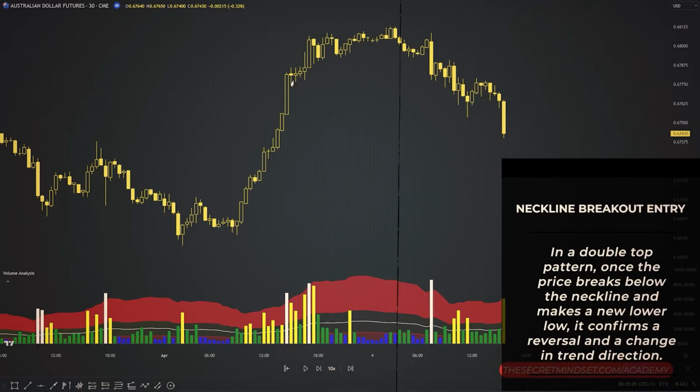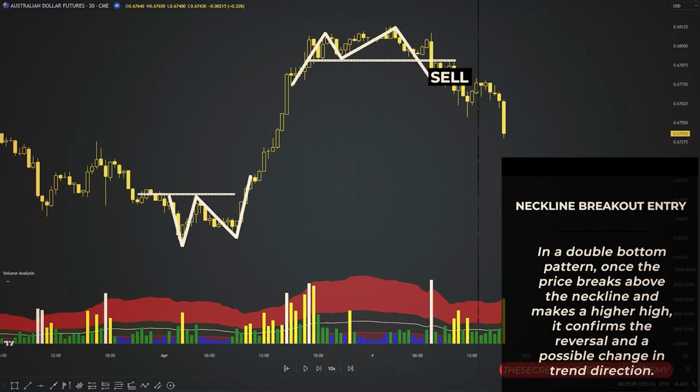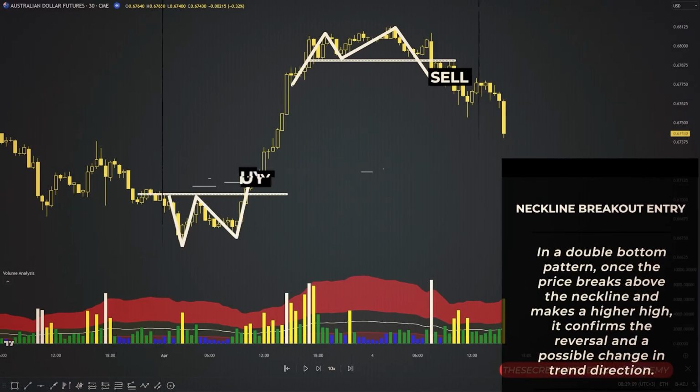In a double top pattern, once the price breaks below the neckline and makes a new lower low, it confirms a reversal and a change in trend direction. In a double bottom pattern, once the price breaks above the neckline and makes a higher high, it confirms the reversal and a possible change in trend direction.